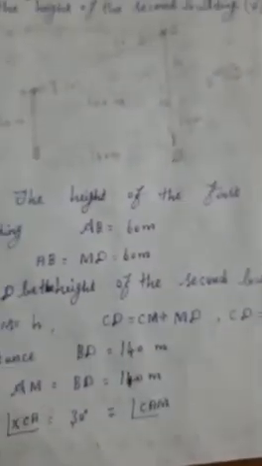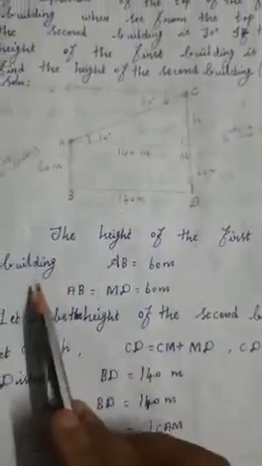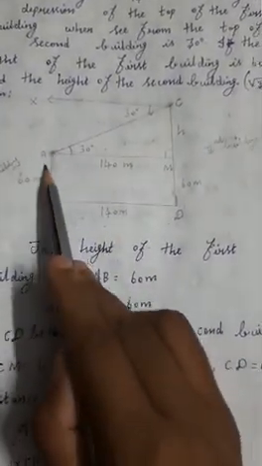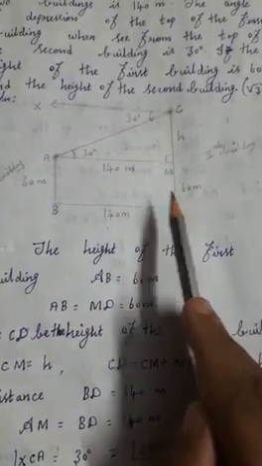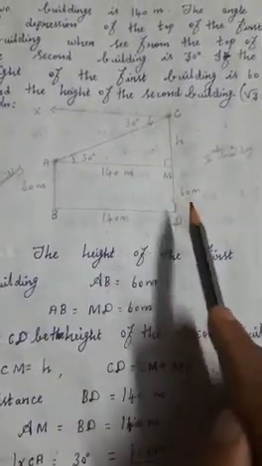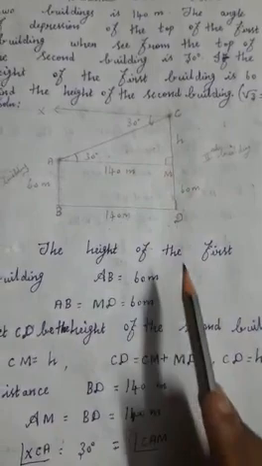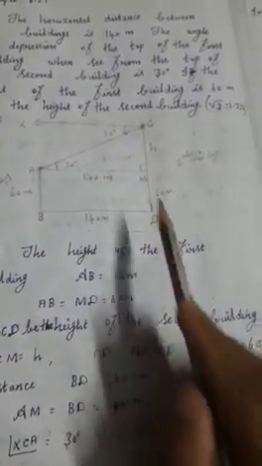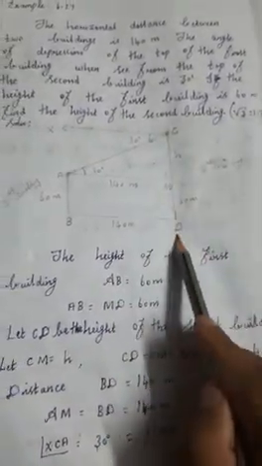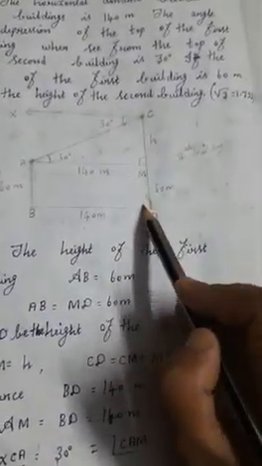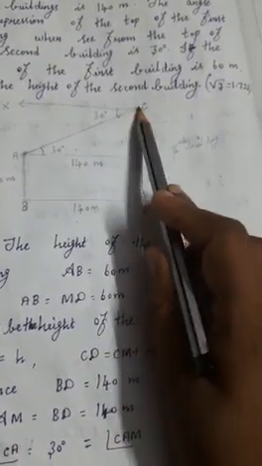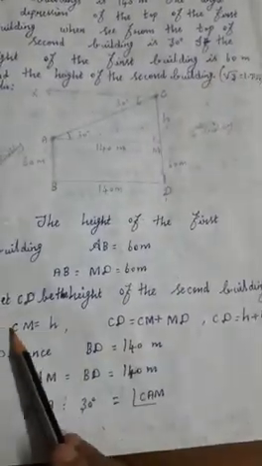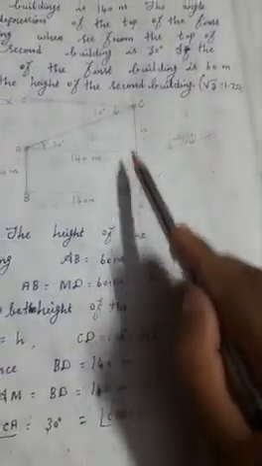Now see, the height of the first building here is 60 meters. This 60 means this also is 60. Already I said both are parallel, the same distance, so the MD distance also is 60. The next one, CD be the height of the second building. So C to D is the height of the second building. This distance you know is 60. This much distance is what we are going to find out, which you can consider as a height. The next one, CM is equal to height. So the CD length is what we need to find out.